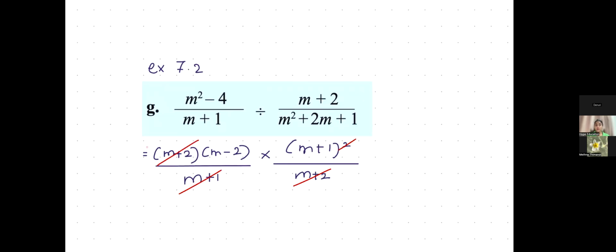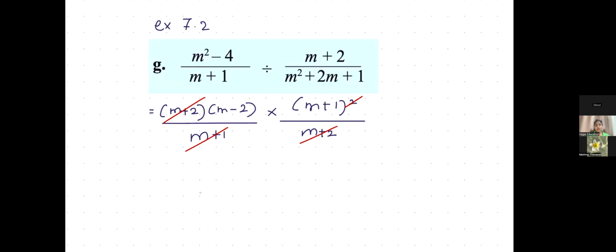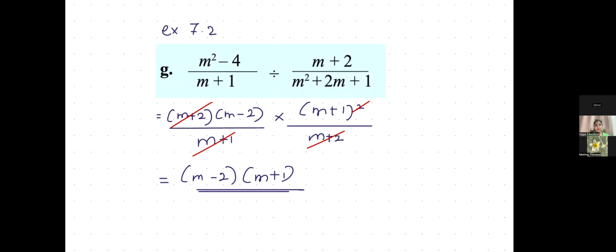So what do we have remaining? m minus 2 here and m plus 1 here. Okay, m minus 2 and m plus 1. Is that clear, Lamai? Okay. Then we have h.